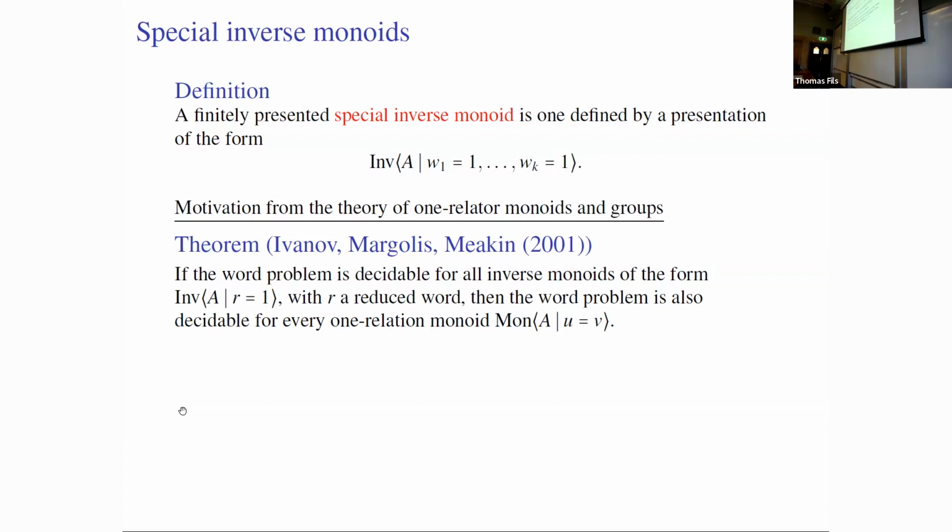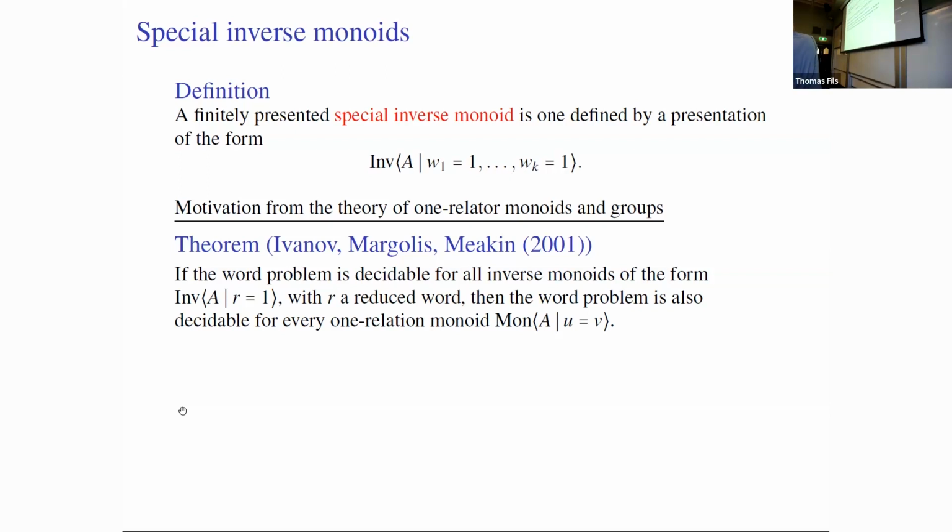And now I want to link this back to the very beginning. Remember that problem about monoids from the start? So this is inverse monoids. This is not monoids. But Ivanov, Margolis, and Meakin proved that if the word problem is decidable for all one-relator inverse monoids of this form, special ones, then it would imply that the word problem is decidable for all monoids. This is the open question from the first slide.